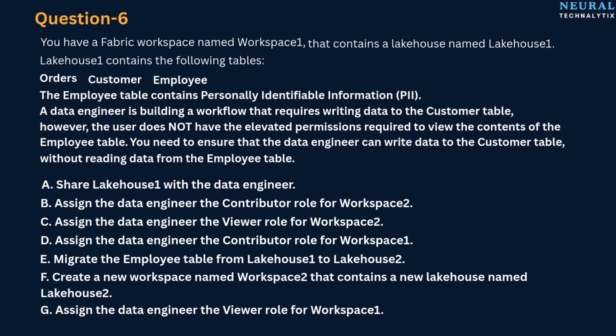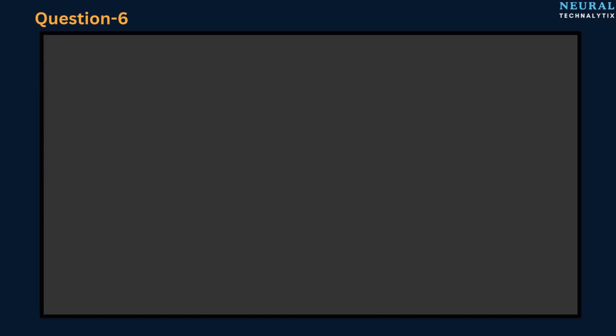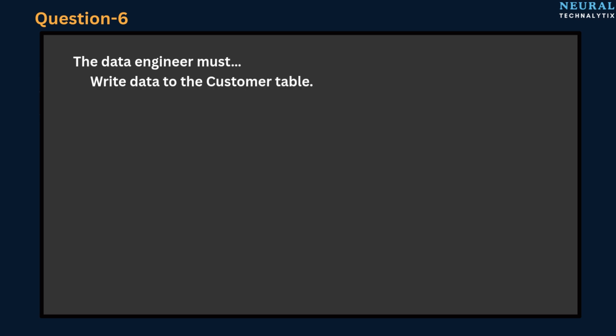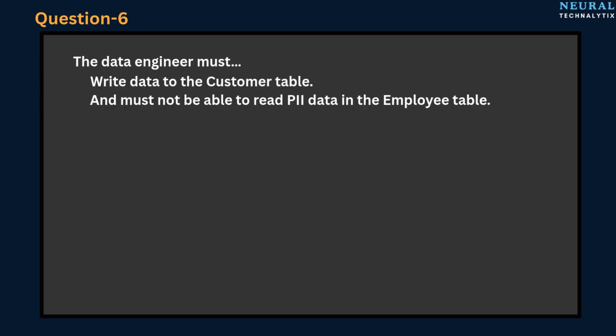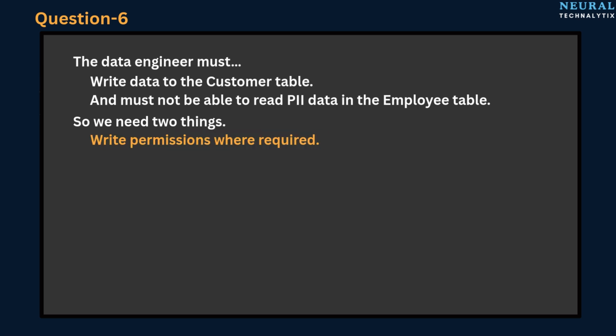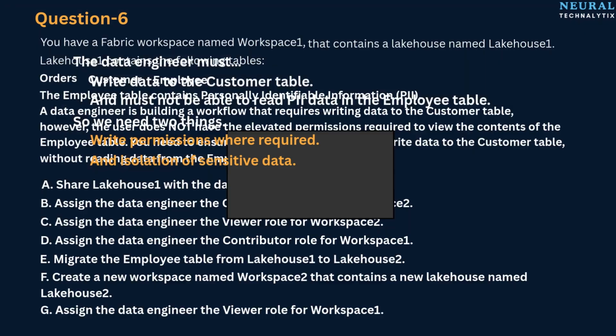Okay, now let's slow down and think carefully. Let's simplify the problem. The data engineer must write data to the customer table and must not be able to read PII data in the employee table. So we need two things: write permissions where required and isolation of sensitive data. Now let's evaluate each option.